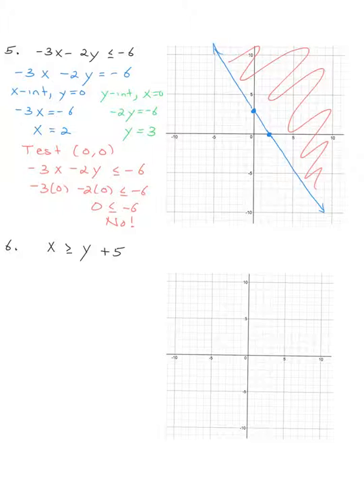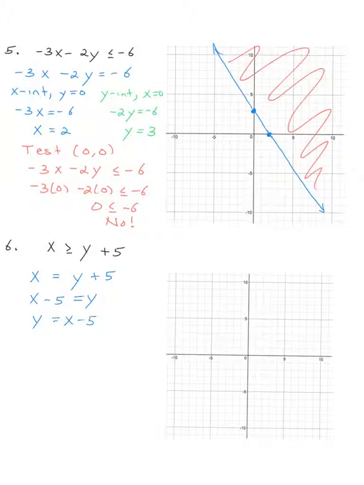All right, x is greater than or equal to y plus 5 means we need to graph a solid line for x equals y plus 5. If you subtract 5 from both sides of this equation, you get x minus 5 is equal to y, which I like to write as y is equal to x minus 5. These are the same thing.